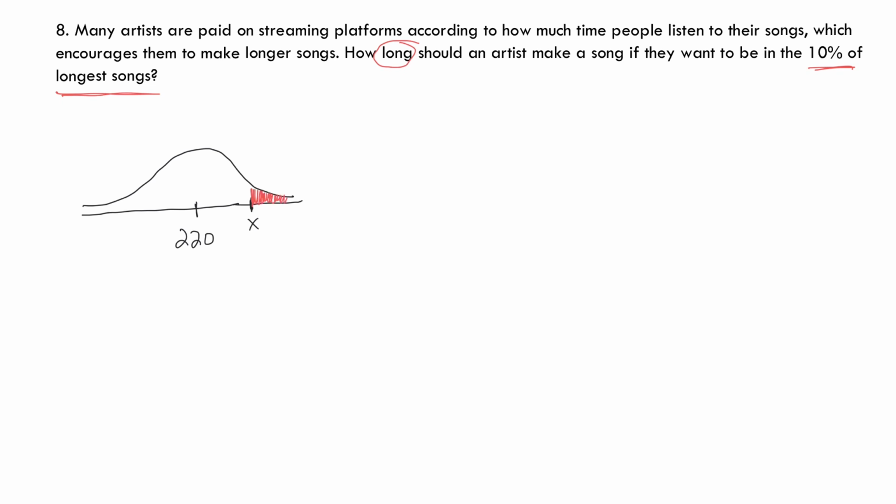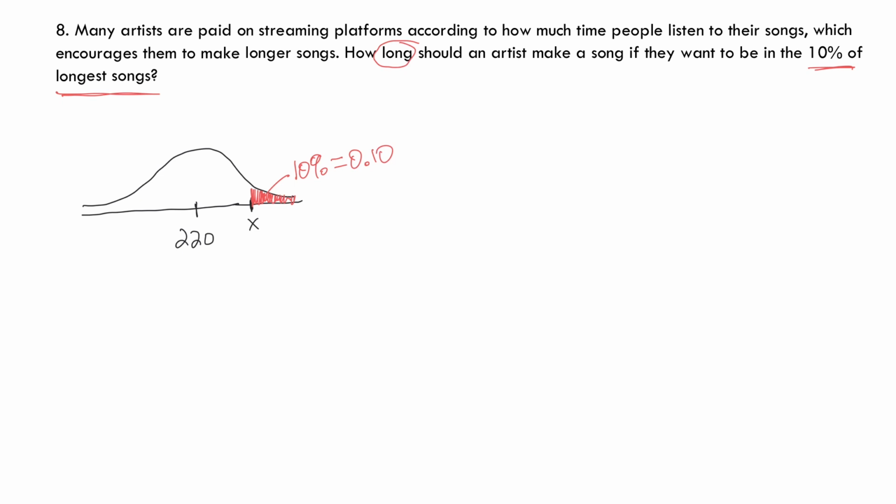So we want to know how many seconds, and it says here there has to be 10% of the longest song. So anything after this value is going to be in the 10% longest song. But we are going to find what is the minimum time to be in that 10%. So this area here, that area is given to us. We know this is 10%, or as a proportion, I'm going to put it as a decimal here, 0.10.